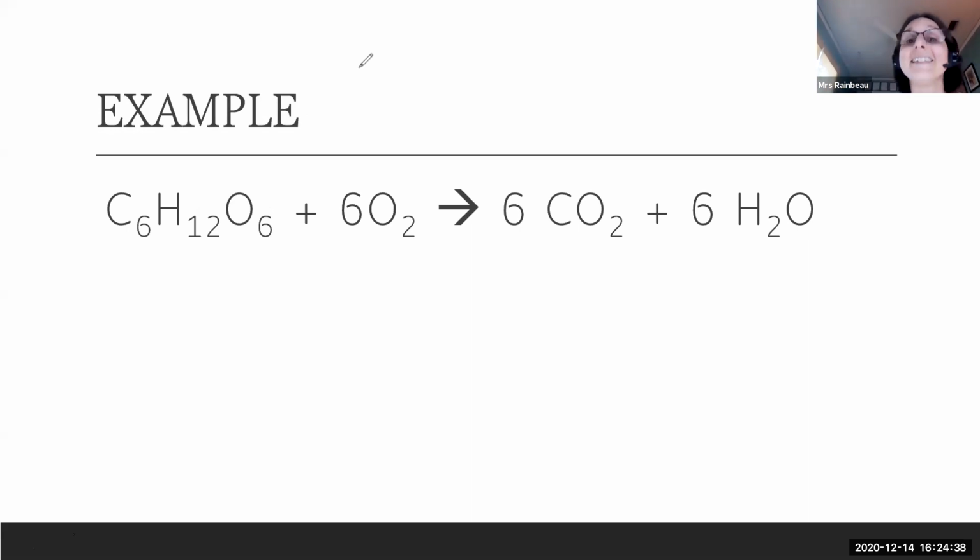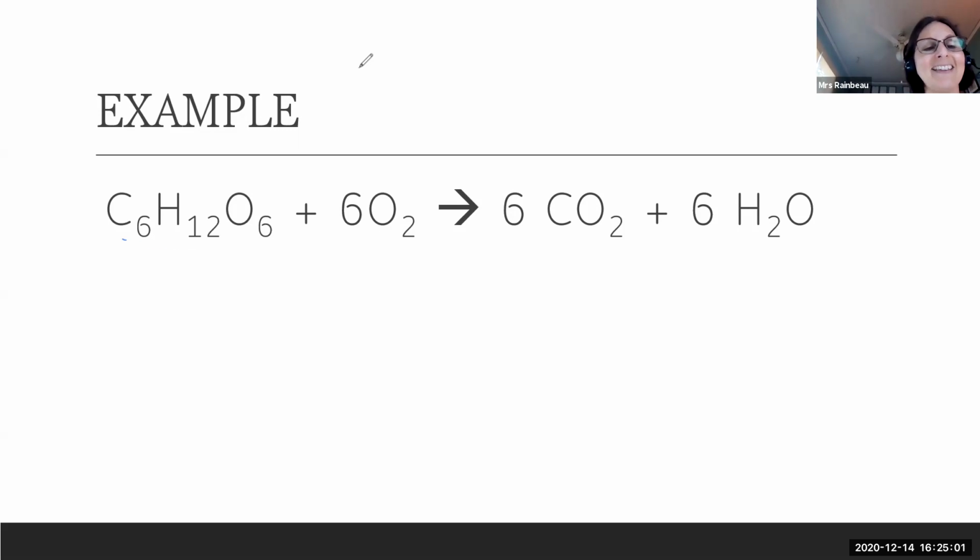So we look at this is cellular respiration. This is what my body's doing right now. I eat sugar and I breathe in oxygen and I breathe out carbon dioxide and release water. I'm doing this all the time.